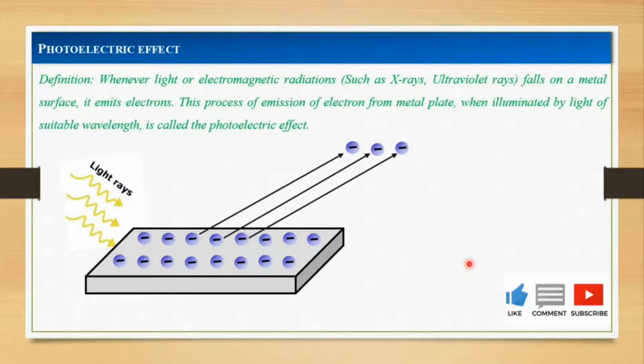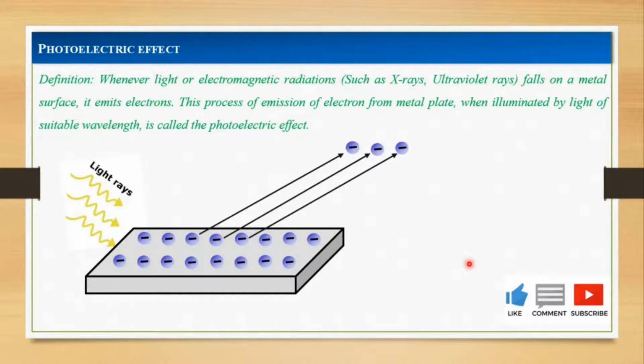effect. And Heinrich Hertz in 1887, in his electromagnetic wave experiment, observed that these emitted particles must be negatively charged, and Lenard confirmed the photoparticles are nothing but electrons.